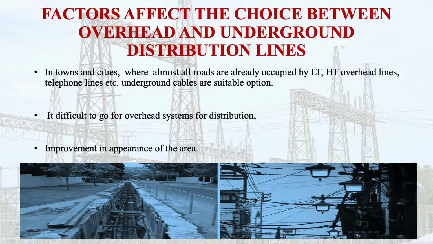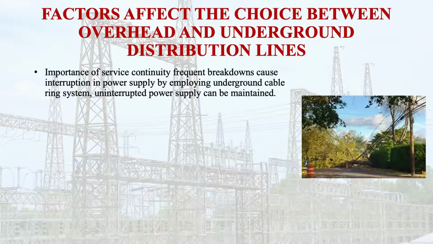Second is the improvement in appearance of the area. In some places we do not want overhead lines, as this may look shabby. In that case also, for the appearance of that area, we may go for the underground lines. Then importance of service continuity may also be a factor in the choice of underground or overhead lines. In some places you will see that the overhead system with bare conductors may be prone to frequent breakdowns causing interruption in the power supply.